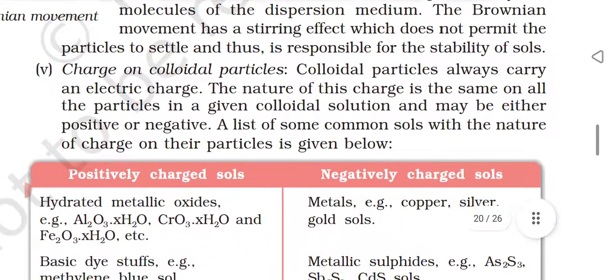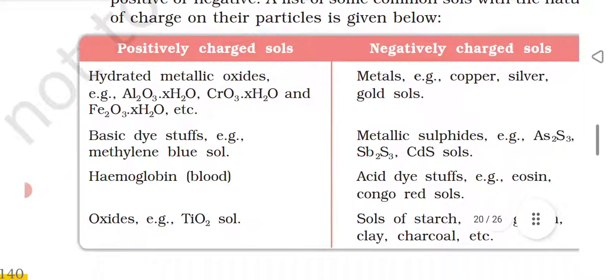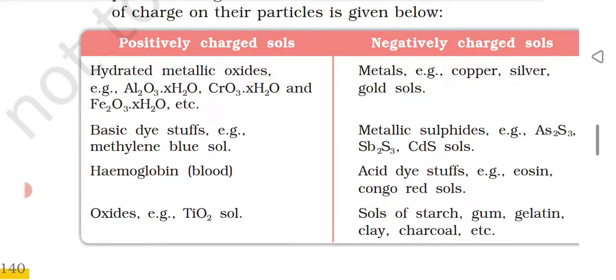Charge on colloidal particles. This is very interesting, very important for your JEE NEET exams. Direct questions on positive and negative charge sols will be asked. Colloidal particles always carry an electric charge. The nature of this charge is the same on all the particles in a given colloidal solution and may be either positive or negative. A list of some common sols with the nature of charge on their particles is given below. Must read this, okay?